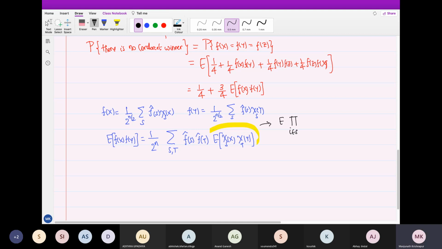If i is in S but not in T, then chi s of x is the product of xi over i in S. So for those i in S but not in T, you will get an xi. And for those i in T but not in S, you get a yi, because then they come here, the product of yi over i in T. And for those i which are in S intersection T, we get both xi and yi.